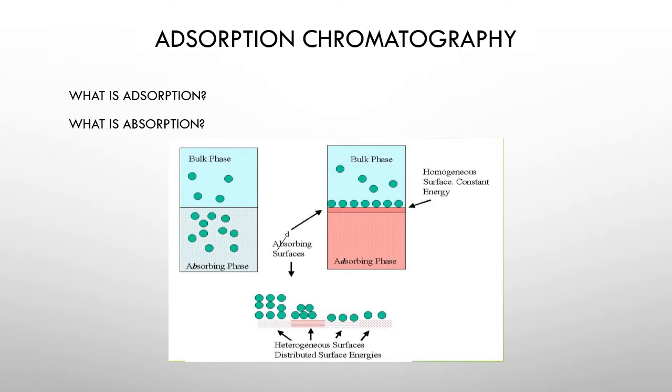What is adsorption, and what is absorption? Absorption and adsorption are different things. In absorption, one substance penetrates into the bulk of another substance, whereas adsorption is a surface phenomenon where the interaction takes place only on the surface of the substance. The diagram indicates the particularity or peculiarity of adsorption and absorption.